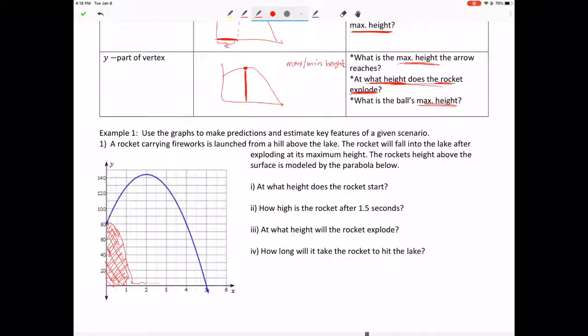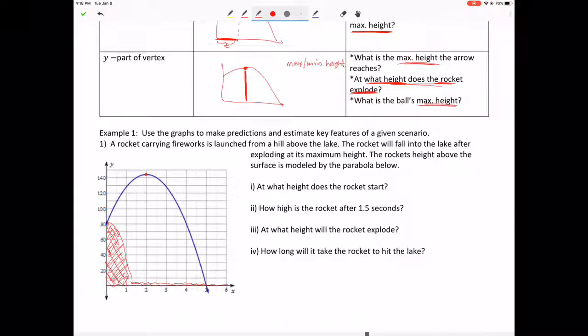And then over here we have a lake of water. And we're going to shoot a firework up into the sky above a lake, okay? The rocket will fall into the lake after exploding at its maximum height. So our maximum height is right here. All right, it's our vertex. It says the rocket's height above the surface is modeled by the parabola below.